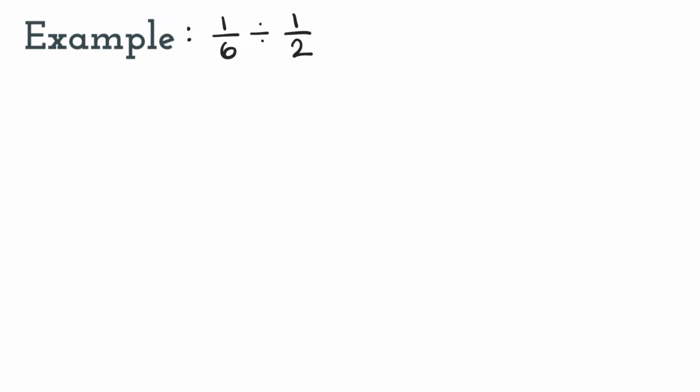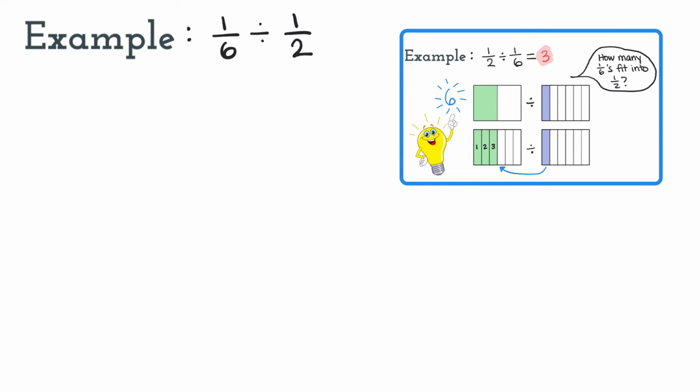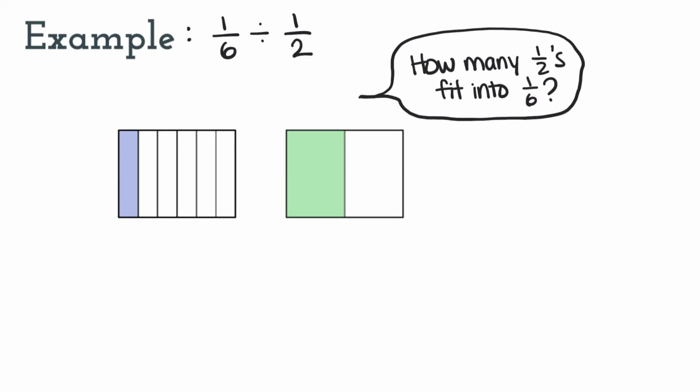Let's try another example. Let's just change the order around from our example number 1. Instead of 1/2 divided by 1/6, let's do 1/6 divided by 1/2. And therefore, how many times does 1/2 fit into 1/6? So again, we have our model showing 1/6 and 1/2. We know that we need a common denominator, which is 6.